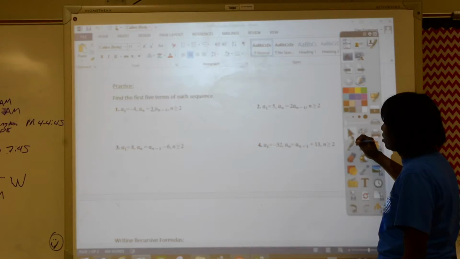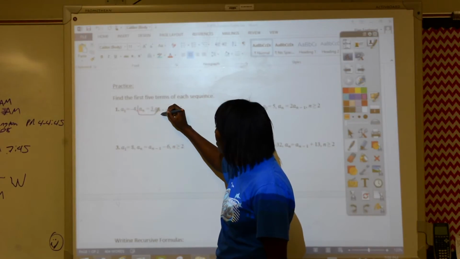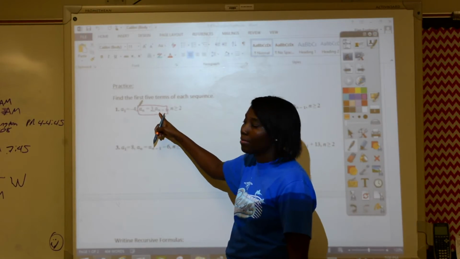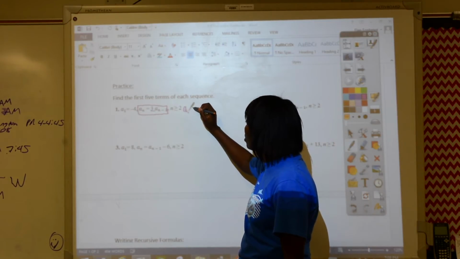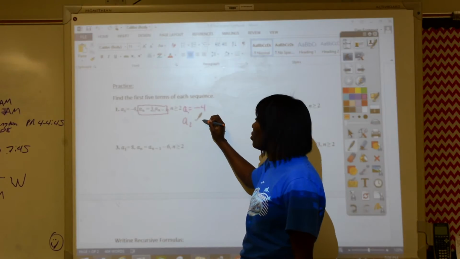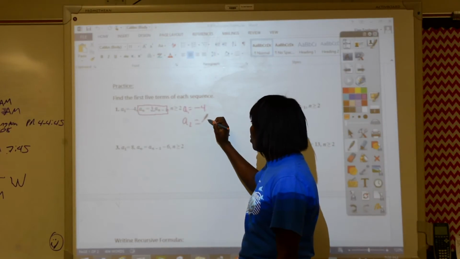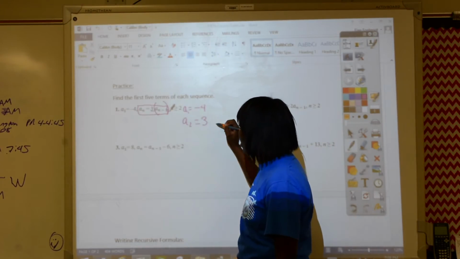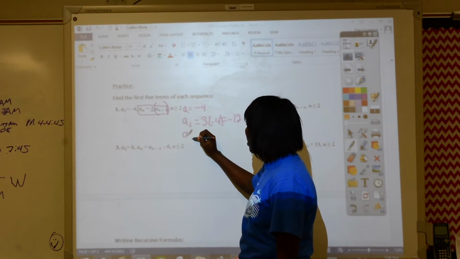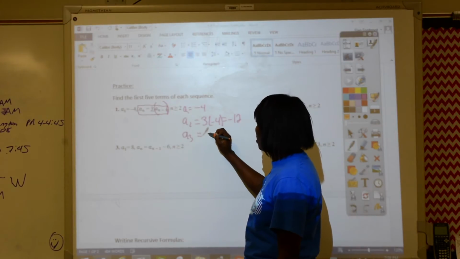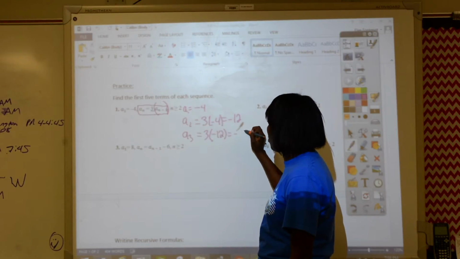Okay, here it says, find the first 5 terms for the equation a sub n equals 3 times a sub n minus 1. So when we plug that in, we end up with negative 4 as our first. To get the second one, we do 3 times negative 4, and we get negative 12.